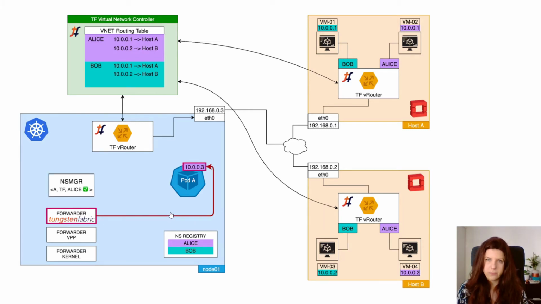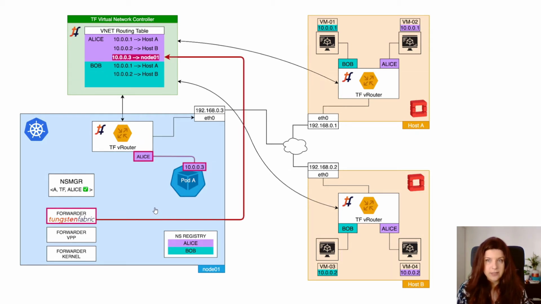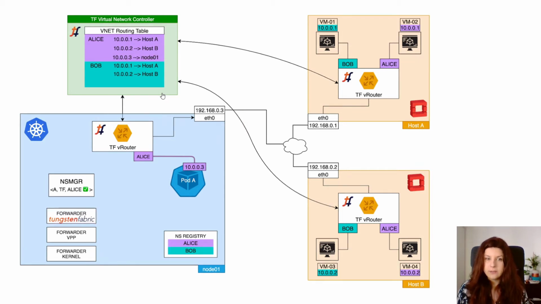So the Tungsten Fabric forwarder links pod A to Alice network by adding an interface to the pod. An interface is plugged into the vRouter. An entry is added to the Tungsten Fabric routing table with a new IP address associated with the Kubernetes node. And as a result, we have configuration set up in the vRouter and the virtual network routing table. And that enables pod A to have two-way communication with virtual hosts in the Tungsten Fabric network.